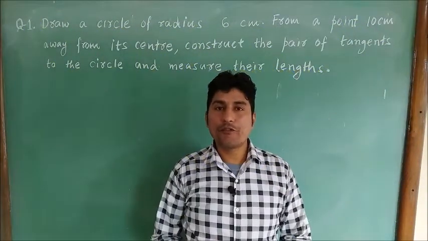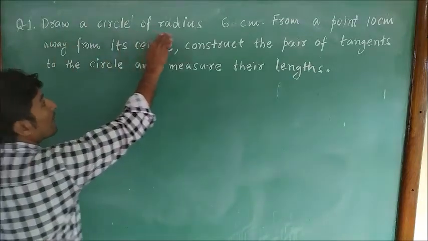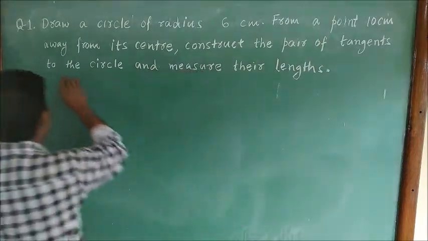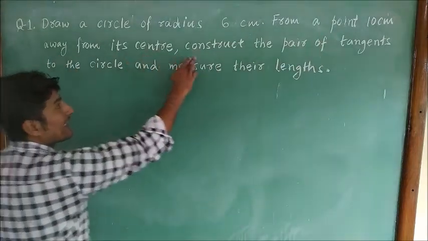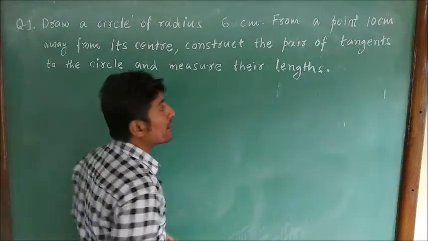Exercise 11.2, the very first question. Draw a circle of radius 6 cm from a point 10 cm away from its center. Construct the pair of tangents to the circle and measure their lengths.